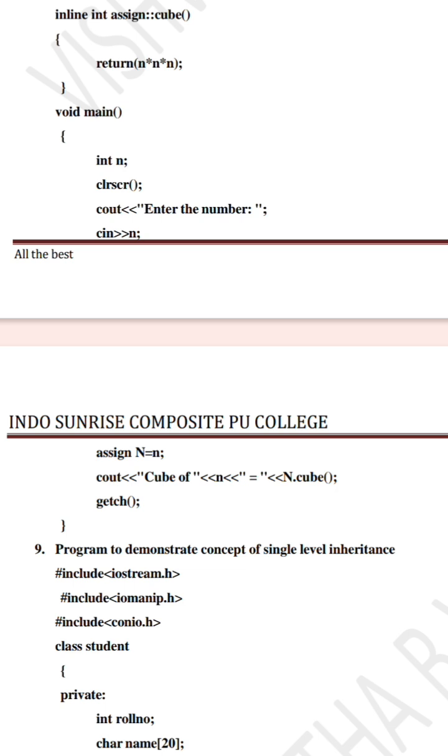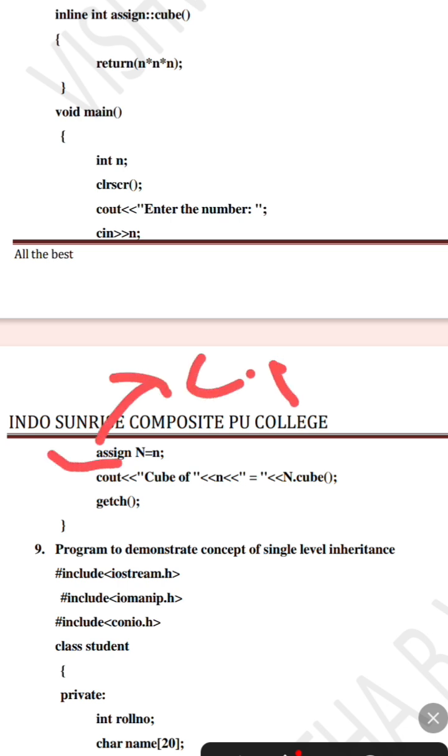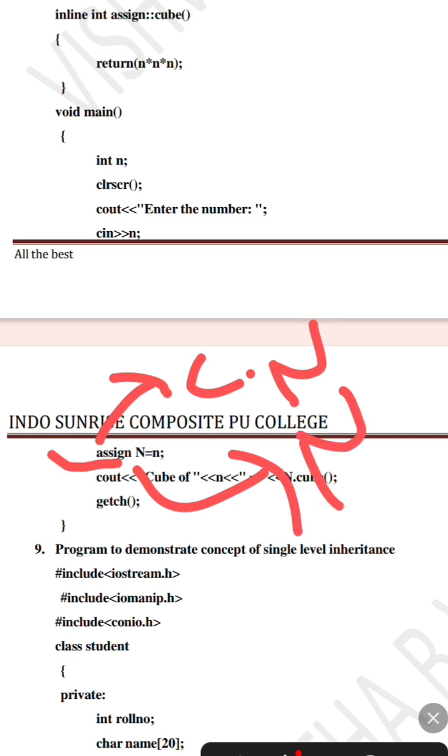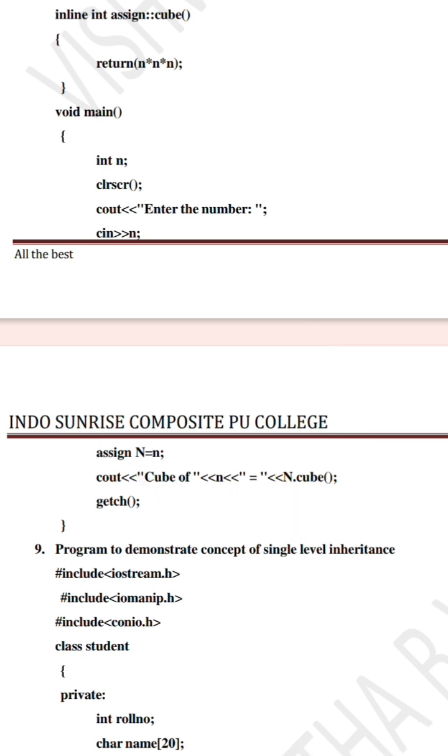Next, here we are going to create the object. How to create an object? Class name, object name. What is the name of the class? Assign. Assign is the class name. What is the object name? Capital N. So capital N is called the object name, equal to n. We are initializing some value to this. Clear? Next, here is cout to display on the monitor the cube of n.